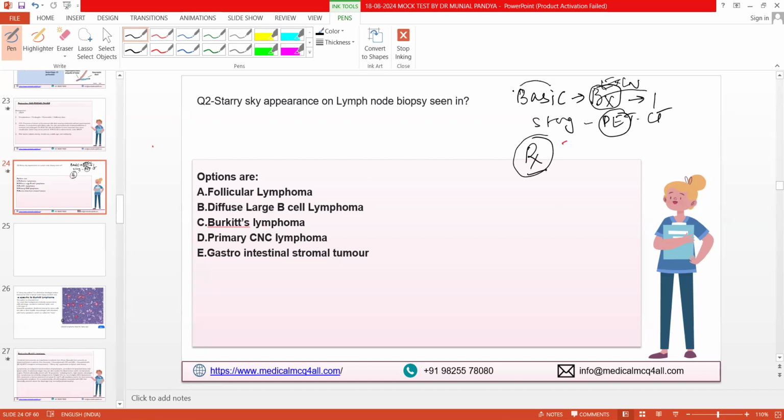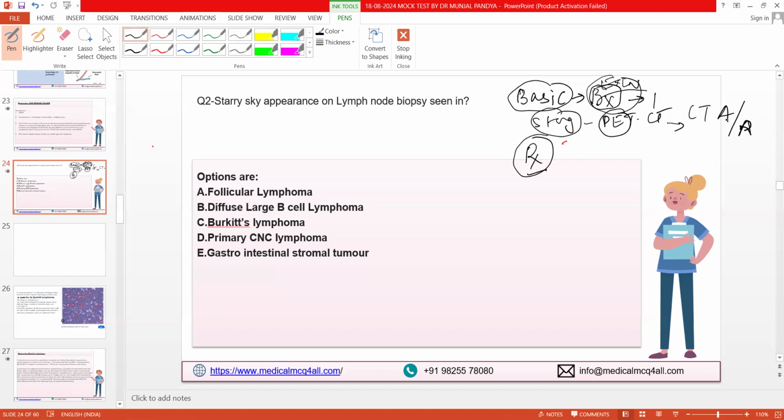So whenever you're suspecting lymphoma, your first initial investigation would be excisional lymph node biopsy, not FNAC, not Tru-Cut, not incisional, excisional, completely remove the lymph node. And staging is done usually by the PET scan. Those centers who have no PET scan facility, CT scan can be done. CT scan of neck, chest, abdomen, and pelvis. Right? So this is how it's done.